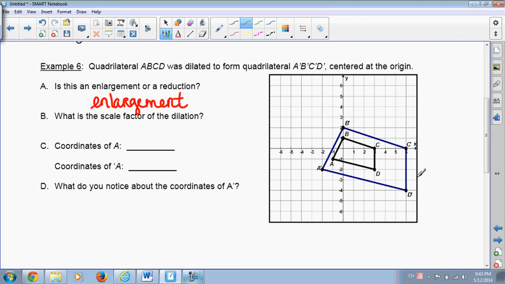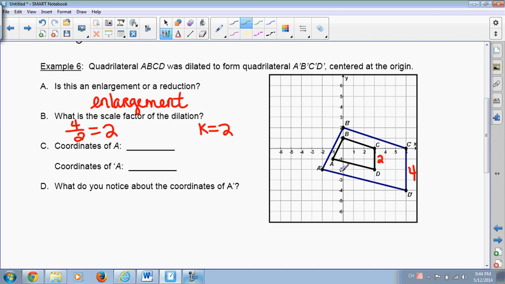So what I would do, I would look at the sides where I do know the lengths. I don't see any numbers on here, but I do know that CD is 2 units tall, and I do know that C prime D prime is 1, 2, 3, 4 units tall. So what this means is that it was originally 2 and it went to 4. So new over old meant that this doubled. So the scale factor is 2. This shape doubled in size.